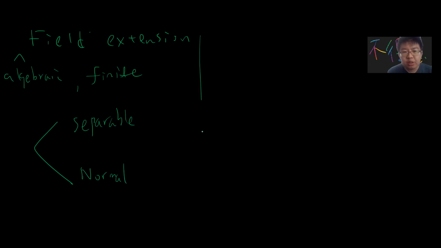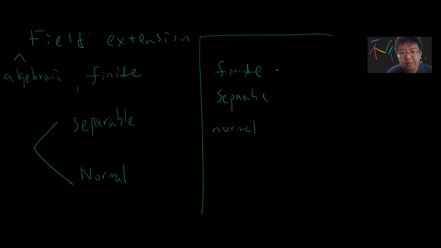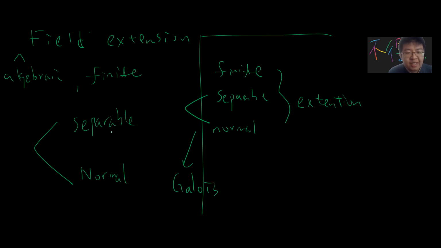Basically, Galois theory needs three conditions: a finite, separable, and normal extension. So combine three of them. If an extension has these, it is defined to be a Galois extension. So a Galois extension needs the separable extension and normal extension, these two conditions.